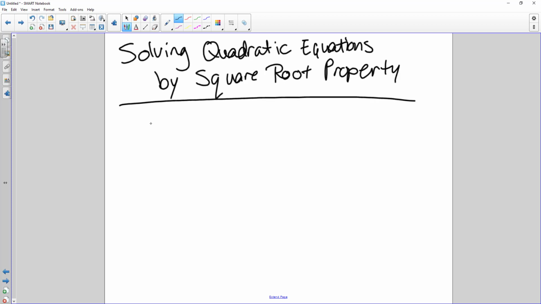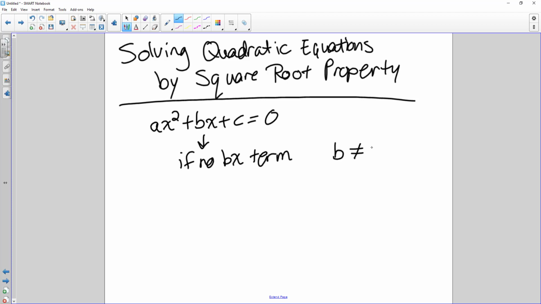So a quadratic equation in the form ax squared plus bx plus c equals 0. The only time we can do the square root property is if there is no bx term. Or sometimes this is stated as if b equals 0. So if b is 0 or there's no bx term, it's only when I just have the ax squared term, the constant, and an equal sign.